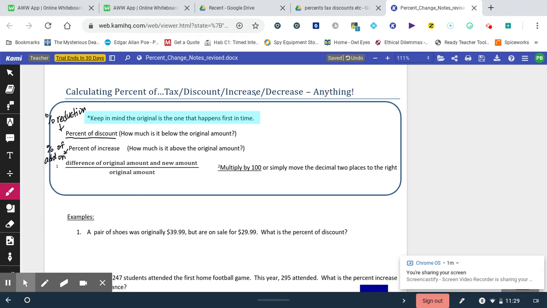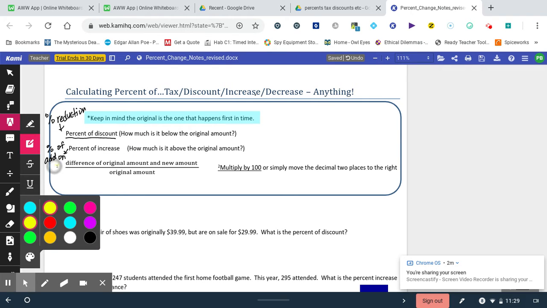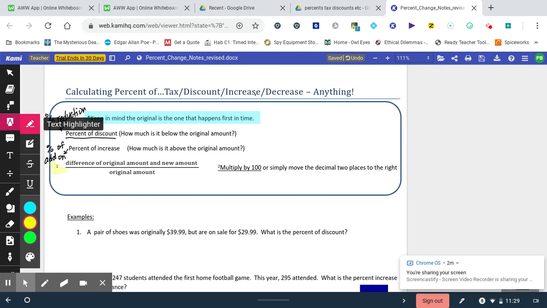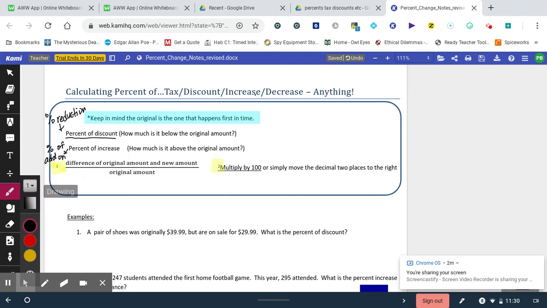All right, so you're going to follow these steps where it has step 1 and step 2. You're going to follow these steps here, this step and this step, in order to find the percent of discount or decrease or increase or a tax or anything like that, or what percent was added on. If you're looking for a percent of some number, we're going to follow these steps right here. And it's pretty simple if you just follow the steps.